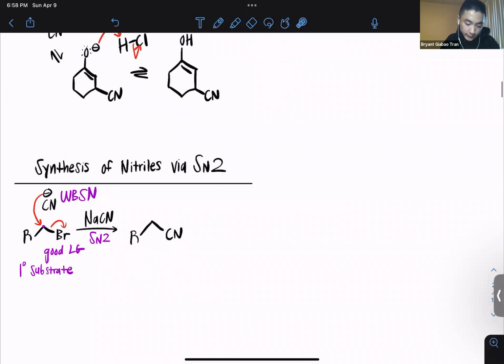Now let's go over the synthesis of nitriles via SN2. So let's say we had a primary substrate with a good leaving group like bromine and NaCN or KCN, which is a weak base, strong nucleophile. This will indicate an SN2 reaction where this cyanide will attack the substrate and kick off the bromine leaving group, forming our nitrile.